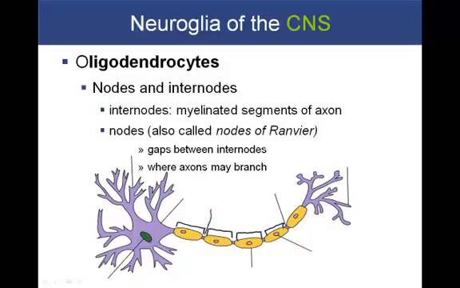So here we have a node, and this is also known as the node of Ranvier. And these nodes are regions of the axon that are unmyelinated. And again, this is going to be a very important component of the material that we cover next: the relationship between the nodes and the internodes.